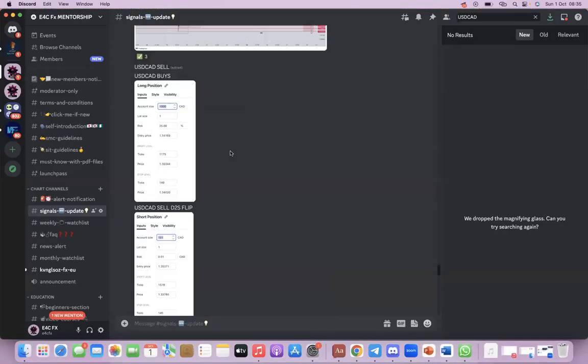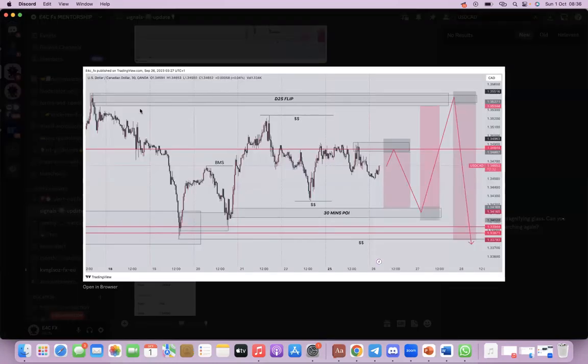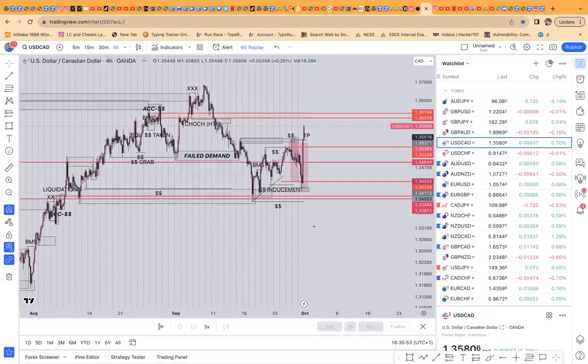If you look at it very well, you will see this is the USD CAD that I sent to the group. And if you look at this, I picked this area as my demand to supply flip. And why did I pick that? Why do I need price to come here before we go down? And that's what I'm going to be showing you on this chart. Look at this very well.